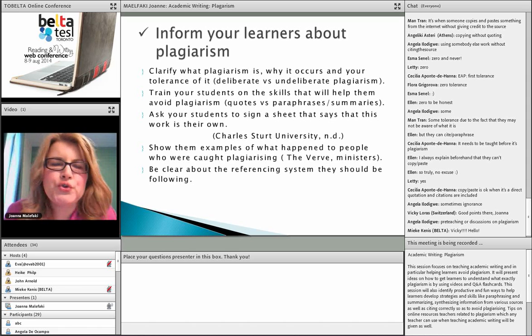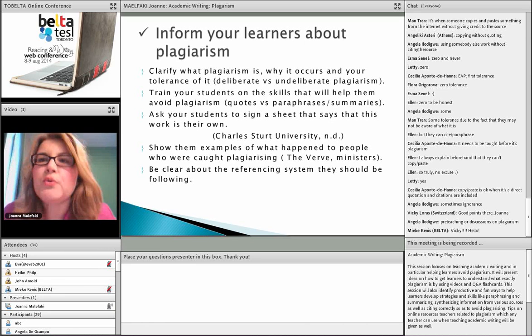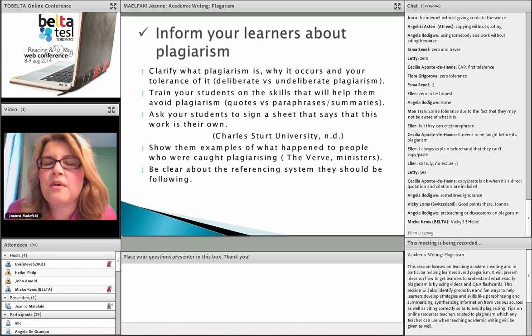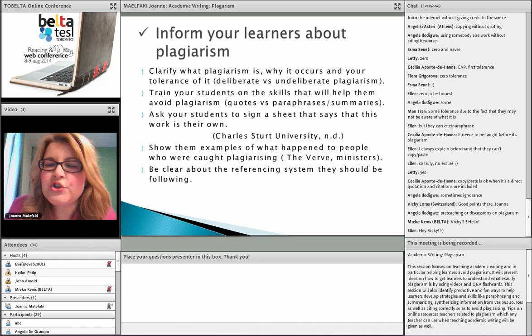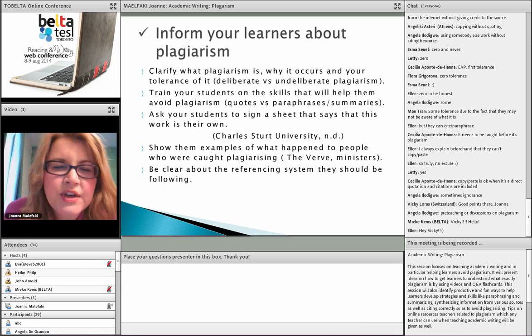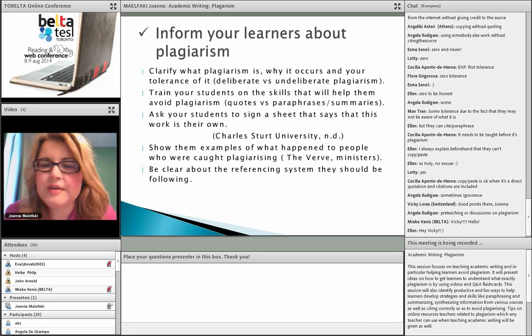Another thing that you can do when you are informing your learners about plagiarism is to show them what happens when you plagiarize. Give them examples of what has happened to people who have plagiarized. We have examples of musicians who have plagiarized, or ministers who have plagiarized and lost their job. So it's not just about academics, it's also about what can happen. Like all these things, you need to inform your students about them.